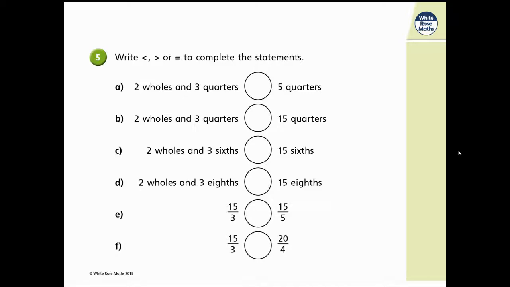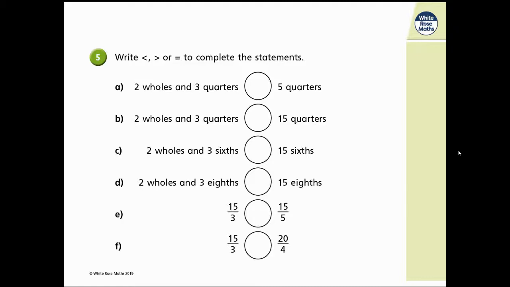Right, now we go on to this, which is less than, greater than, or equal to: complete the statements. So we've got 2 wholes and 3 quarters. Is that greater than or less than 5 quarters? I expect many of you could answer that straight away, but we're going to go through it quite methodically. In each whole there are 4 quarters. So we know 2 wholes will be 8 quarters, add the 3, 8, 9, 10, 11 quarters is greater than 5 quarters.